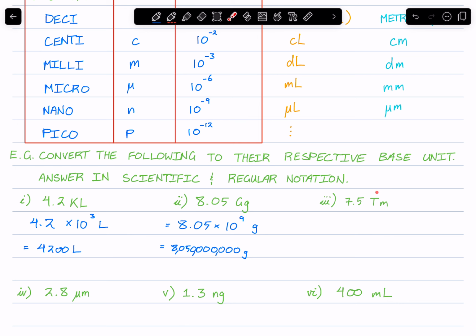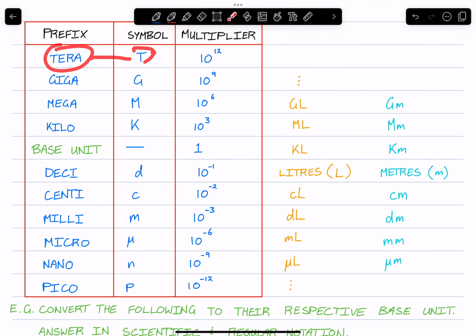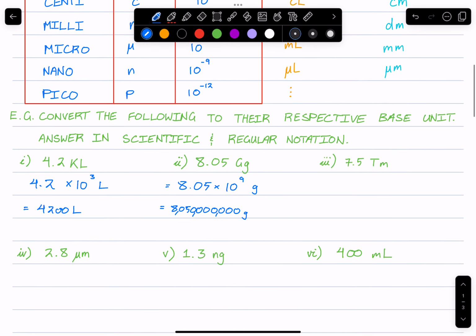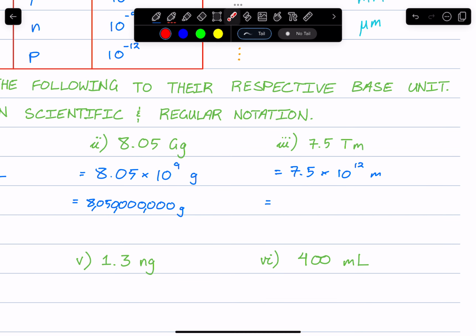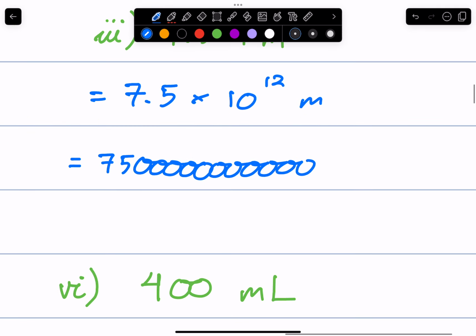So let's move on with this one. 7.5 terameters. Terameters being T, it's 10 to the power of 12. So this will become 7.5 times 10 to the power of 12 meters. From here, I hope you can see now, it's just moving the decimal place that many spaces. So this would be 75 with 11 more zeros: 1, 2, 3, 4, 5, 6, 7, 8, 9, 10, 11. And just putting commas on every lot of 3 to make it easier for us.